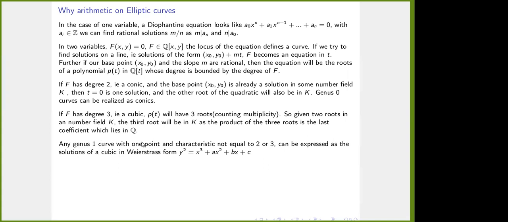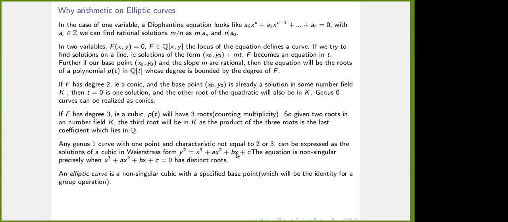We know that any genus 1 curve with one point and characteristic not equal to 2 or 3 can be expressed as solutions of a cubic in Weierstrass form. I'm not going to prove this. This is actually non-trivial. It follows from Riemann-Roch. But assuming this, we can think any cubic can be written nicely in this format. This equation is non-singular precisely when the right-hand side, the polynomial in x, has distinct roots. So let me define an elliptic curve. It's a non-singular cubic with a specified base point. This base point will be the identity for the group operation.